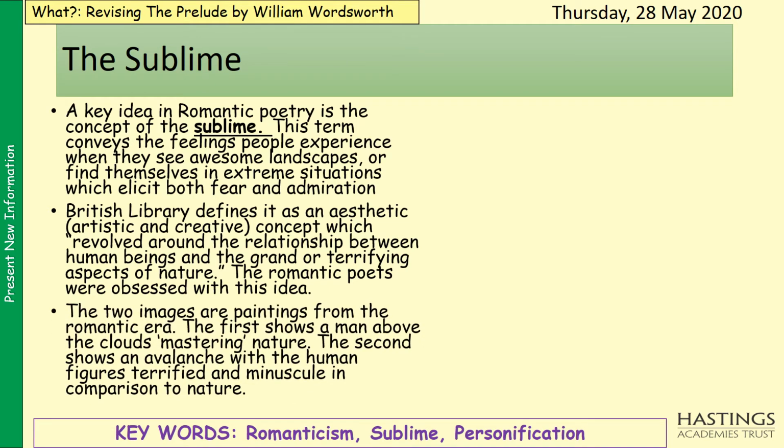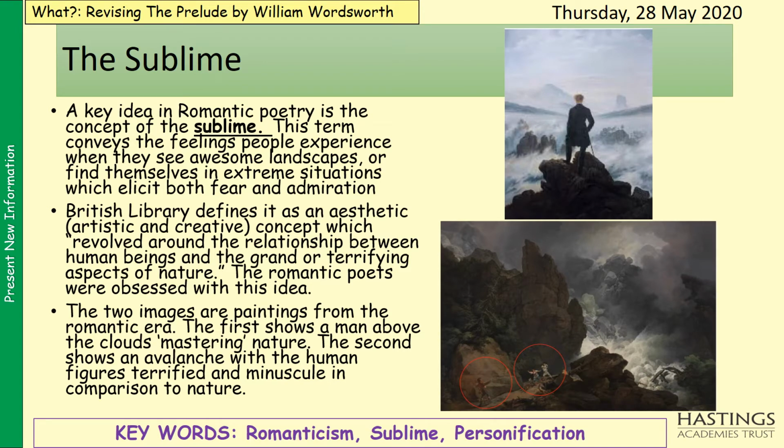So what I'm going to show you is two paintings from the Romantic era that kind of highlight this idea of the sublime in two different ways. So the one on top there, the first one, it shows a man sort of on top of a mountain above the clouds looking out over nature, and it almost shows him mastering nature. So he's achieved this sort of sublime moment as he's admiring the landscape, and you can see that the scale of the image, he's quite large, he looks sort of like master, he's commanding over that landscape.